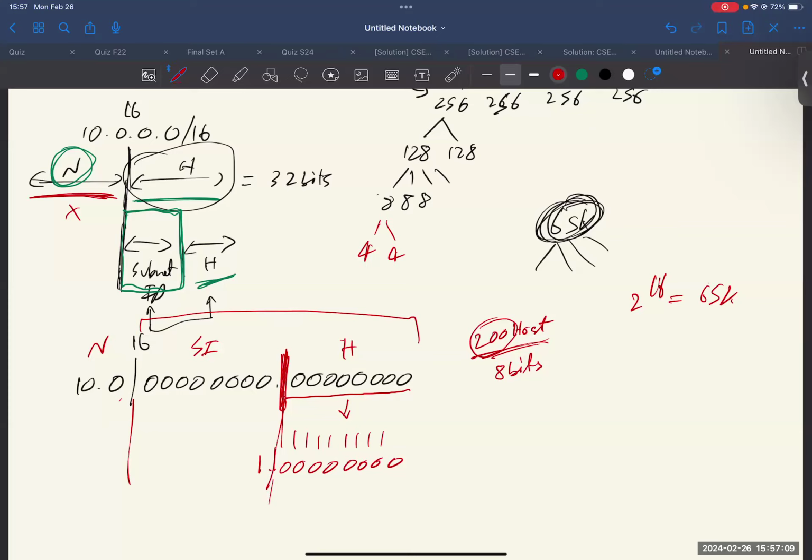So if you notice, subnet ID, did it change? Did the subnet ID value change? It changed, right? It was previously 0 and now it became 1. So in this space, it had 256 combinations. It will again have 256 combinations, right? How many combinations of 256 can I have with this subnet ID space?